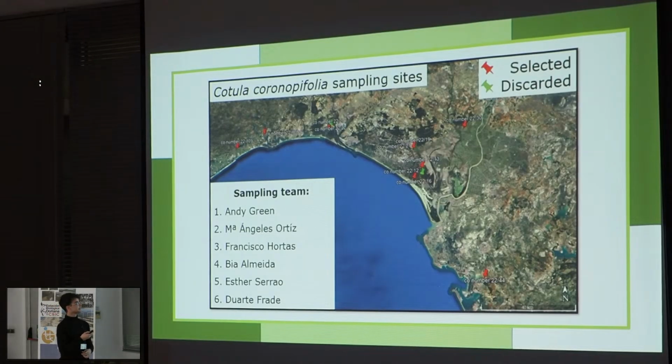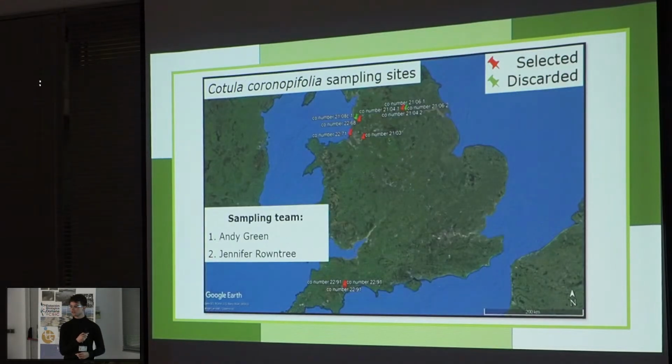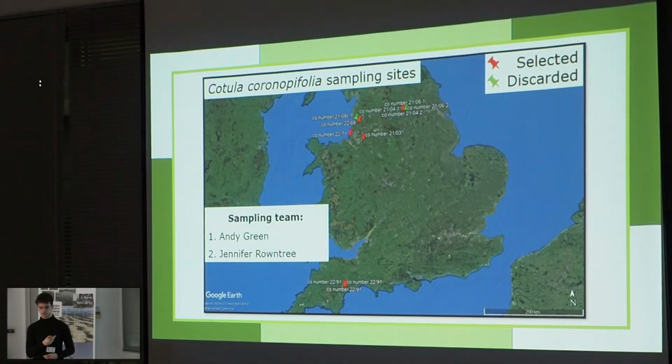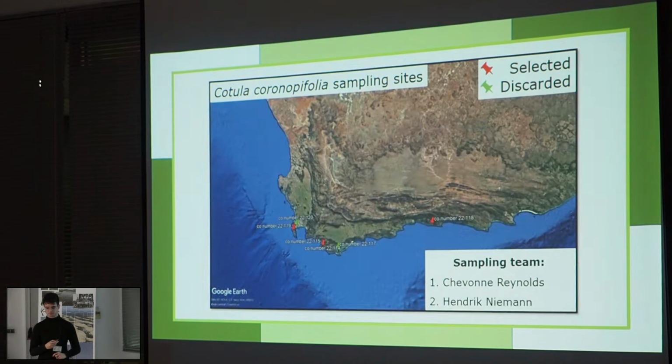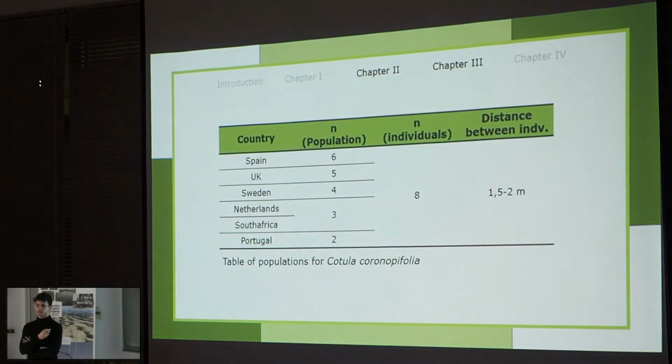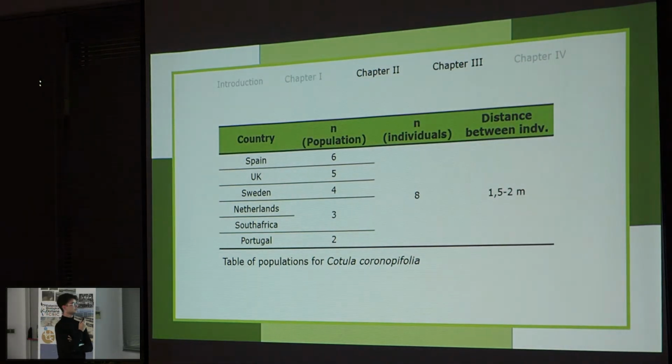Here are shown the selected populations in Portugal and Spain. We only had to discard 2. In the UK the same, we only had to discard 2 populations. And in the Netherlands, Germany and Sweden, we decided to discard the Germany population because we only had 1. In South Africa we have 5, and we finally selected 3 of them. This table sums up the final number of populations that we are going to use for the analysis and the number of individuals per population, and we try to maintain a constant distance between the individuals in each population.